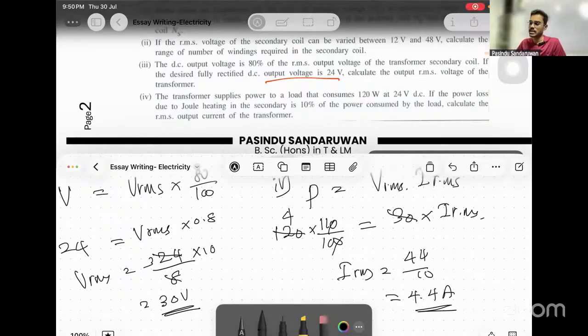The last part is a bit of a creative part, and that's a good part. 24 question.